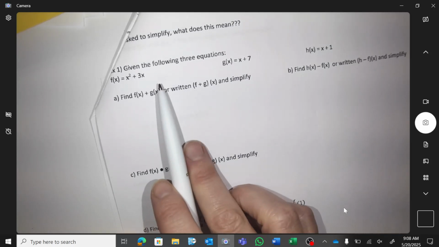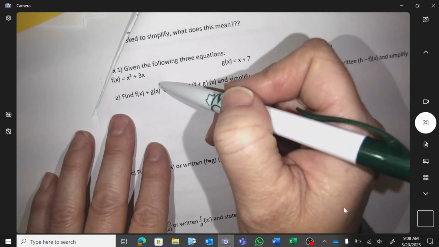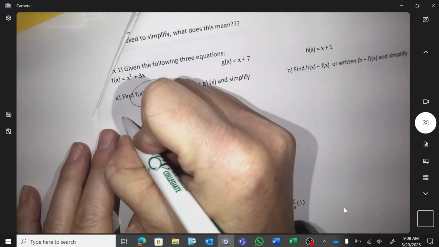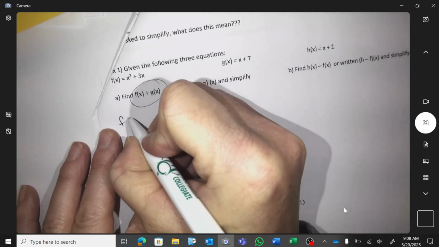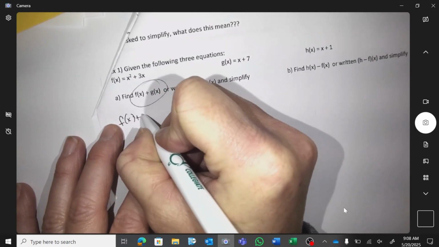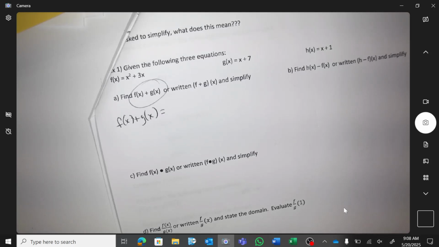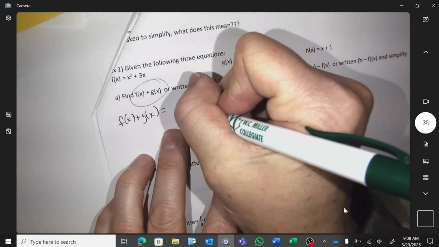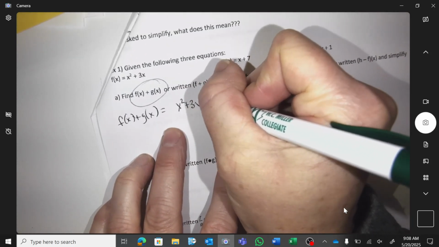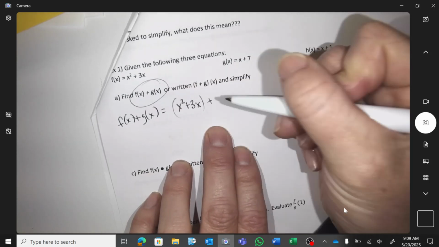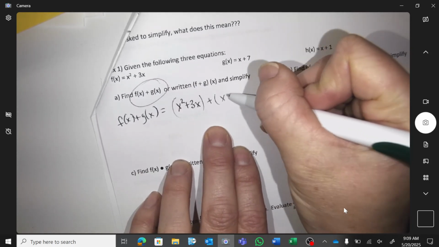Okay, so question 1a here. It says figure out what f of x plus g of x would be. Okay, so I'm going to go: f of x plus g of x equals, okay, so f of x is x squared plus 3x plus g of x.